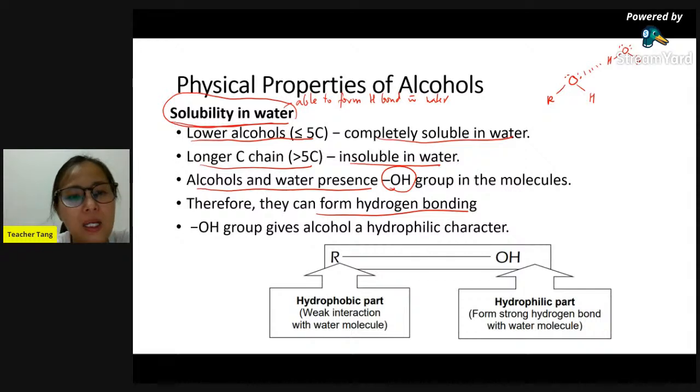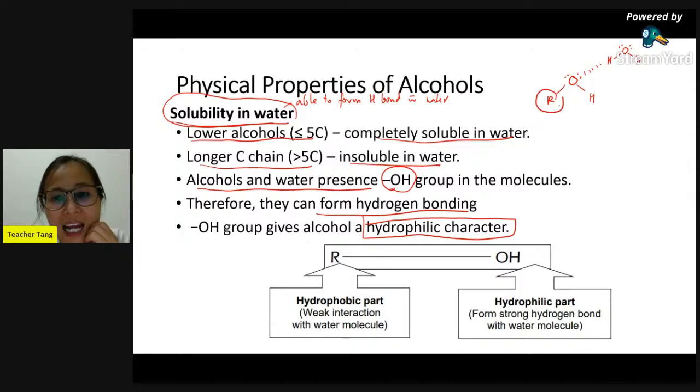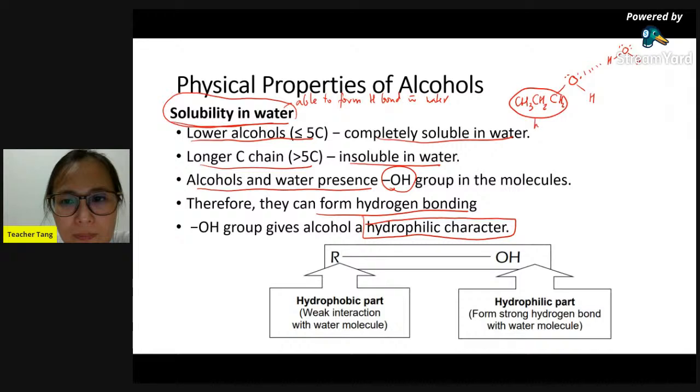However, for alcohol, the solubility in water is also determined by the hydrophilic character. So this hydrophilic character is determined by the hydrocarbon chain. So this is the hydrocarbon chain. So, for example, if we have 1-propanol, this is the hydrocarbon chain.